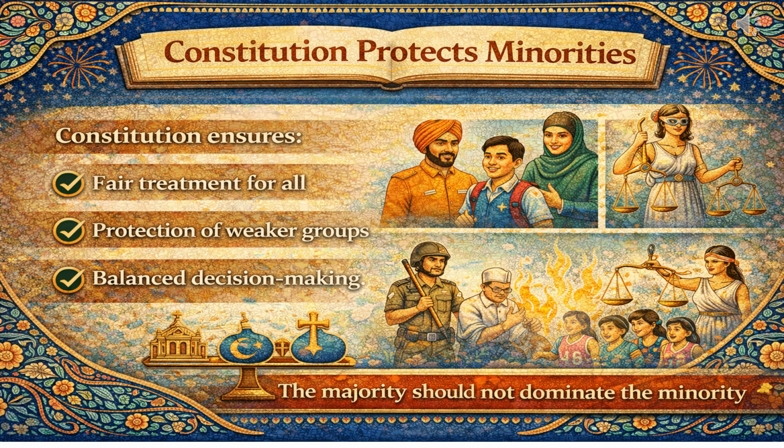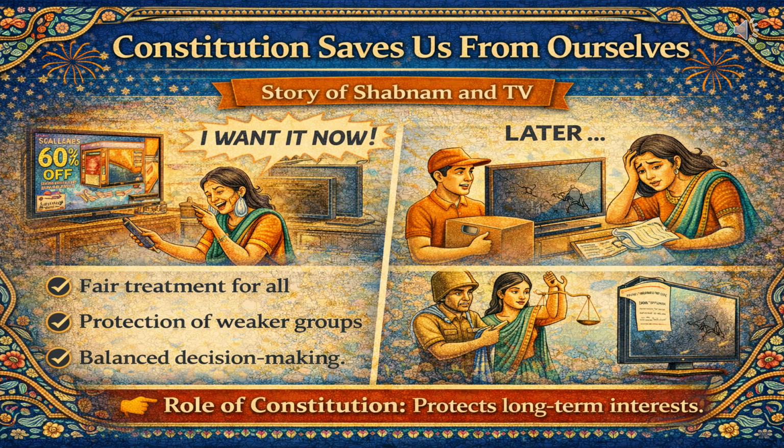There is one more very interesting role of the Constitution. Think about Shabnam in the story. She made a quick emotional decision about buying a TV, and later regretted it. Sometimes we all make emotional or short-term decisions. The Constitution works like a wise guide. It protects our long-term interests, even when people or leaders act emotionally.